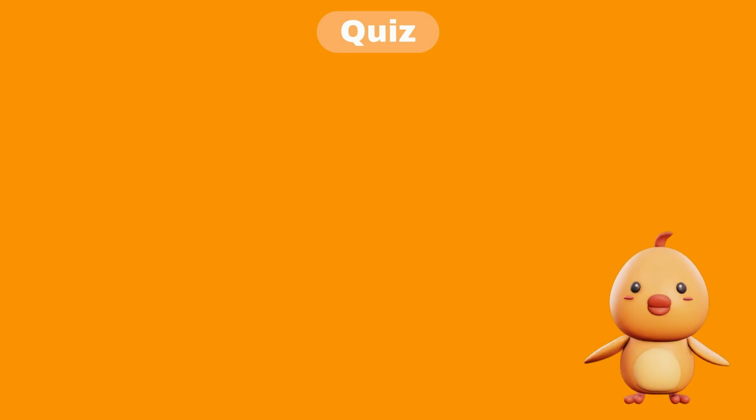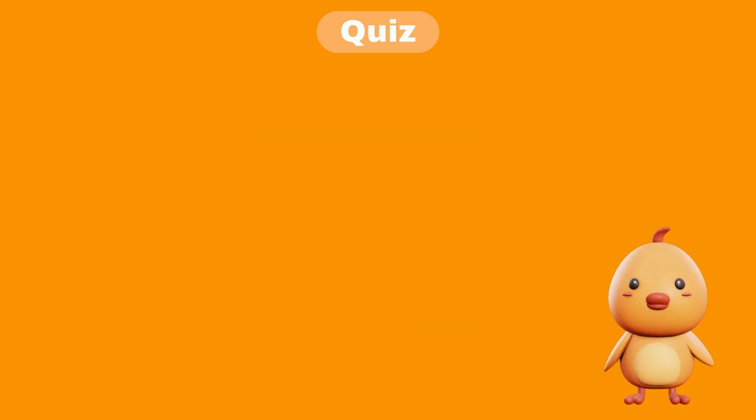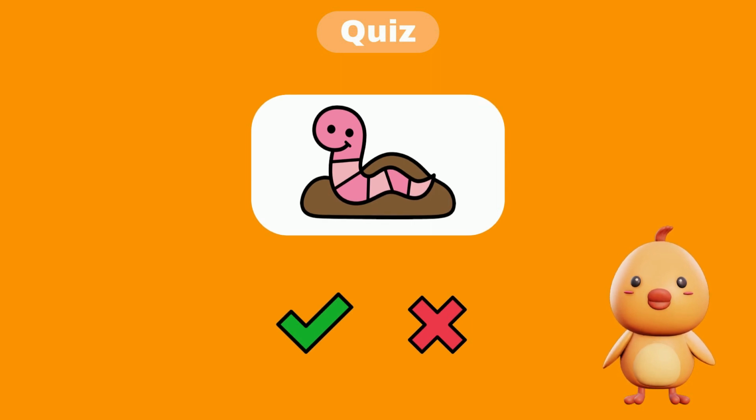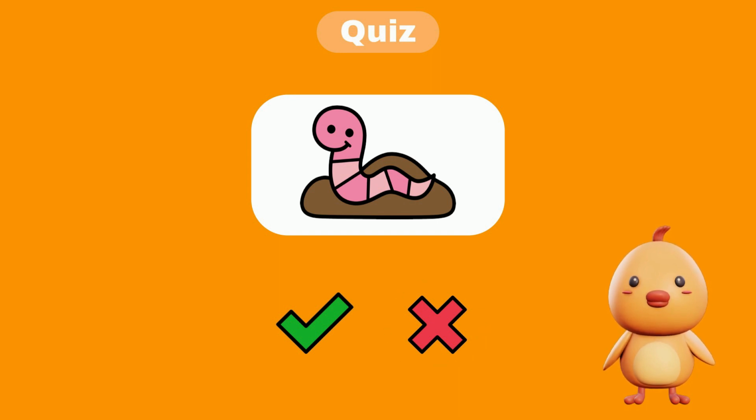Here's your first word. Game. Does game start with the hard G sound? Yes, game does start with the hard G sound. Now for your second word. Worm. Does worm start with the hard G sound? No way! Worm does not start with the hard G sound.